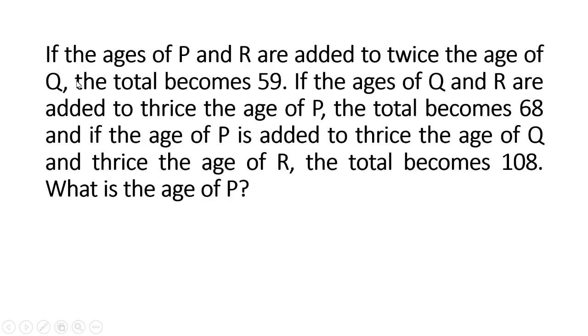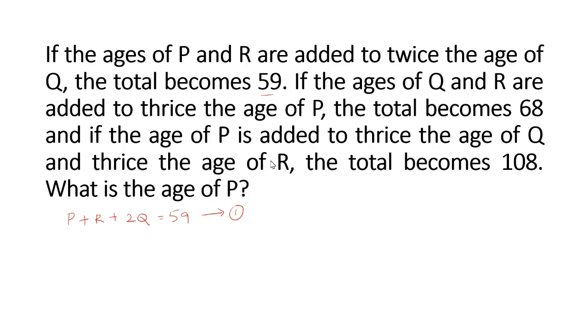Next question. If the ages of P and R are added to twice the age of Q, the total becomes 59. If the ages of Q and R are added to thrice the age of P, the total becomes 68. And if the age of P is added to thrice the age of Q and thrice the age of R, the total becomes 108. What is the age of P? So let us break down this question. First, if the ages of P and R are added to twice the age of Q, the first equation is P plus R plus 2Q and the sum is 59.